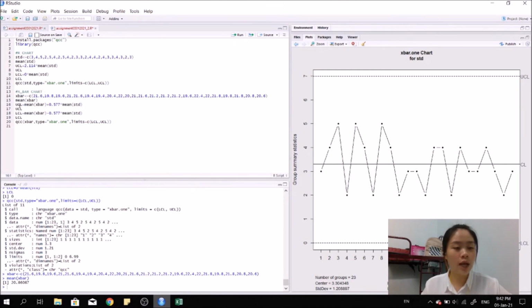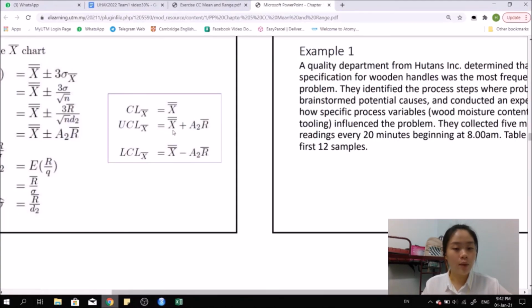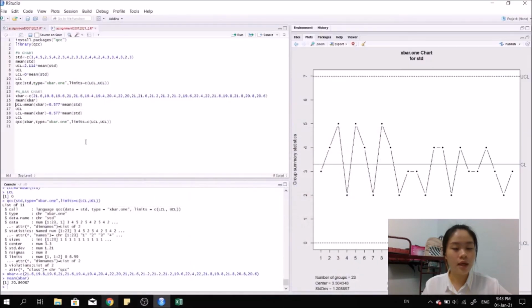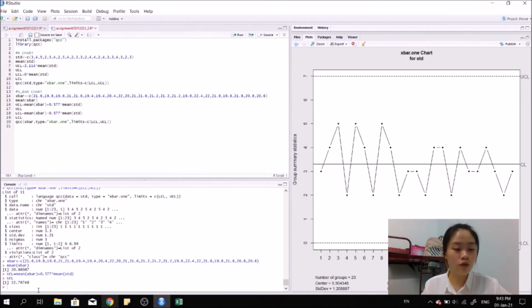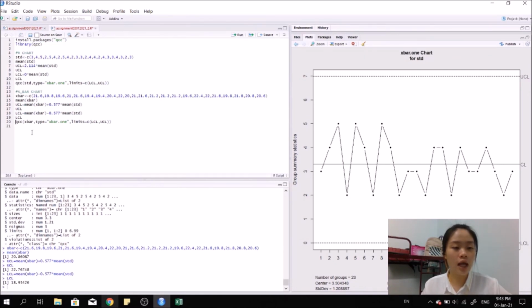Now we want to find the upper control limit, which is equal to double bar X plus A2 times bar R. This is double bar X. Our A2 is equal to 0.577, times the bar R, which is the mean of std up here. So we run the upper control limit and run again. The upper control limit is equal to 22. Now for the lower control limit, run and run again. The lower control limit is equal to 18.9895. So now we have the control limit, upper control limit, and lower control limit, so we can plot our X bar chart now.